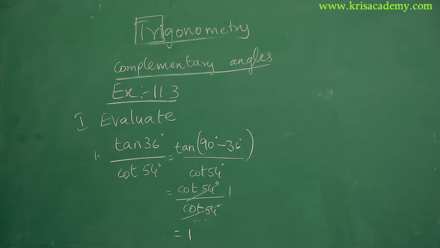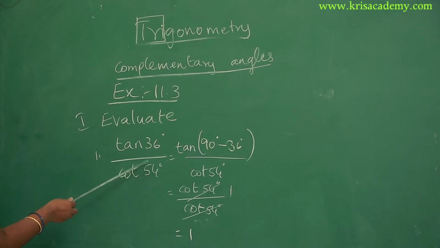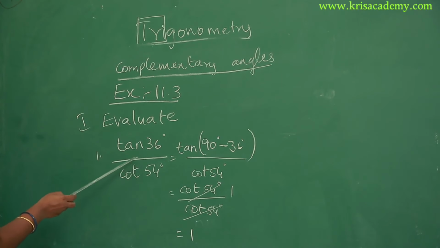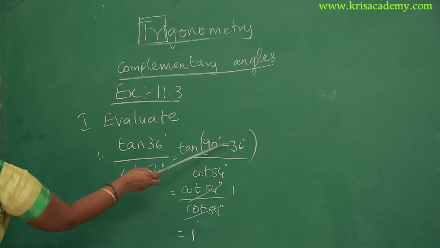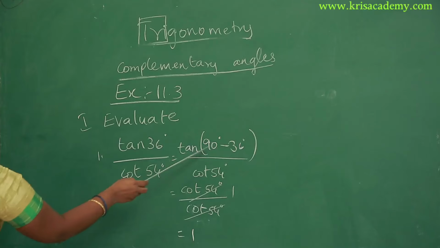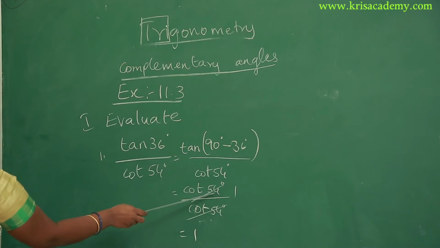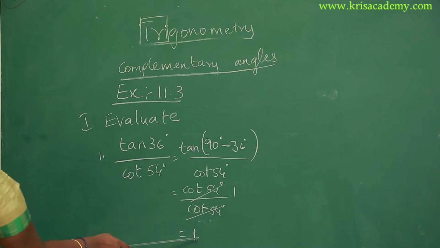So now first main exercise, tan 36 degrees by cot 54 degrees. Either you can convert complement of numerator or denominator. So generally we will tell numerator because it is easy. Tan 90 minus 36 degrees. Tan 90 complement is cot. 90 minus 36 degrees is 54 degrees. Denominator is also cot 54 degrees. So both will get cancelled one time. So the answer is 1.